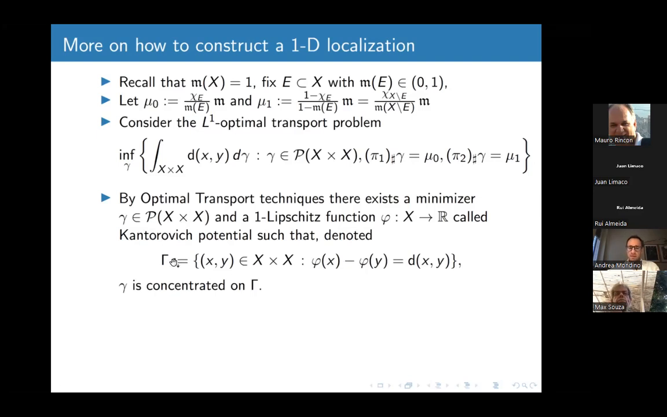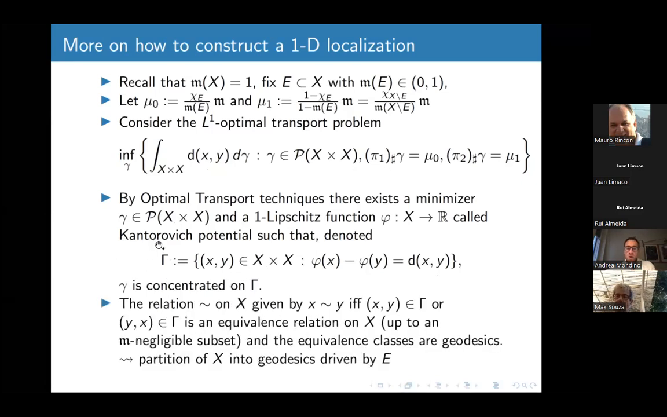So it is telling you that if you consider the set of pairs, so this capital Gamma are those pairs in X times X, which saturate the one-Lipschitz condition on the Kantorovich potential. So are the pairs such that phi of x minus phi of y is equal to distance x y. So these are pairs in X times X, and what you know from optimal transport is that the measure gamma, which is minimizing the optimal transport problem, well, this is concentrated on this set of pairs capital Gamma.